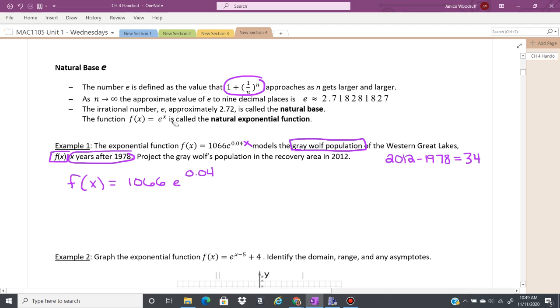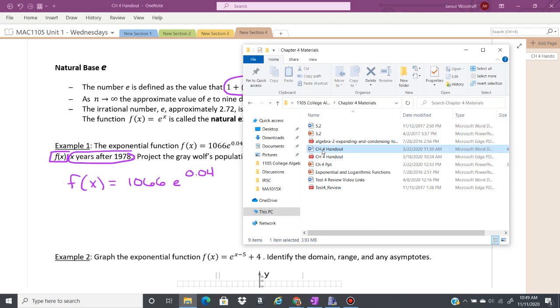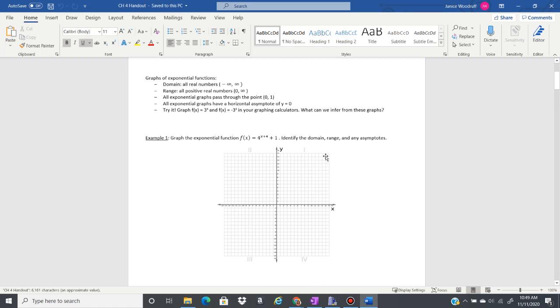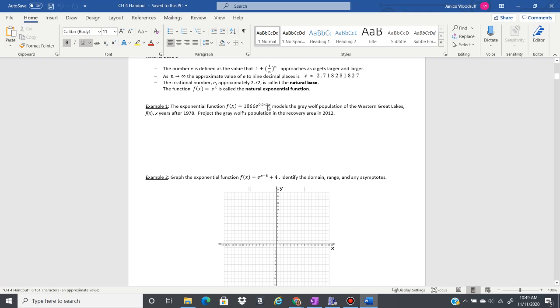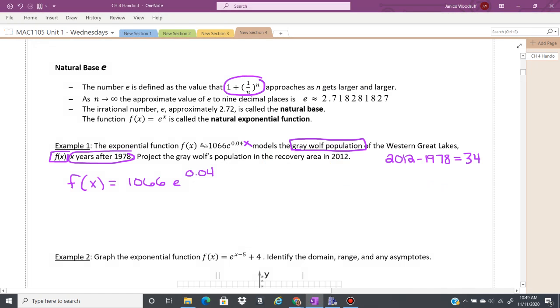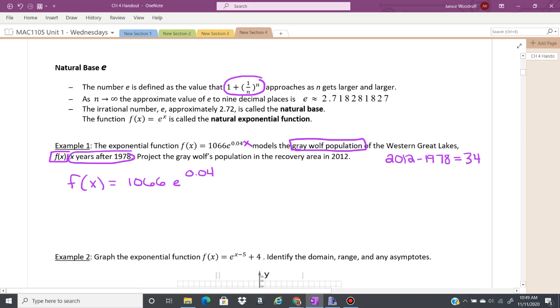Is it 0.042x? Let me pull up my original Word document. Okay, yes, you are correct. Okay, so 0.042x. Thank you. So let's see here. So 0.042. Okay, and then we'll plug the 34 in right here.